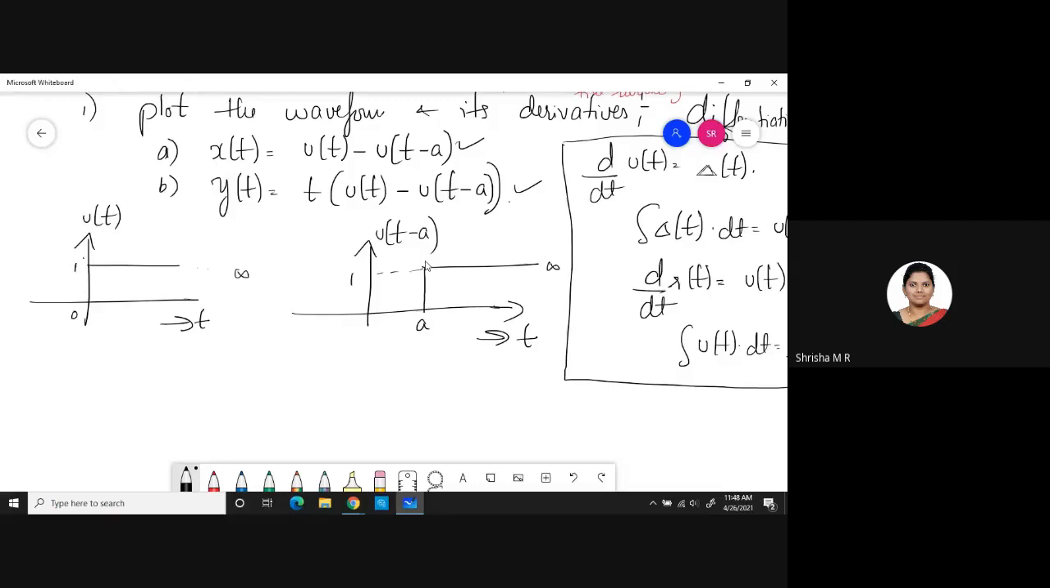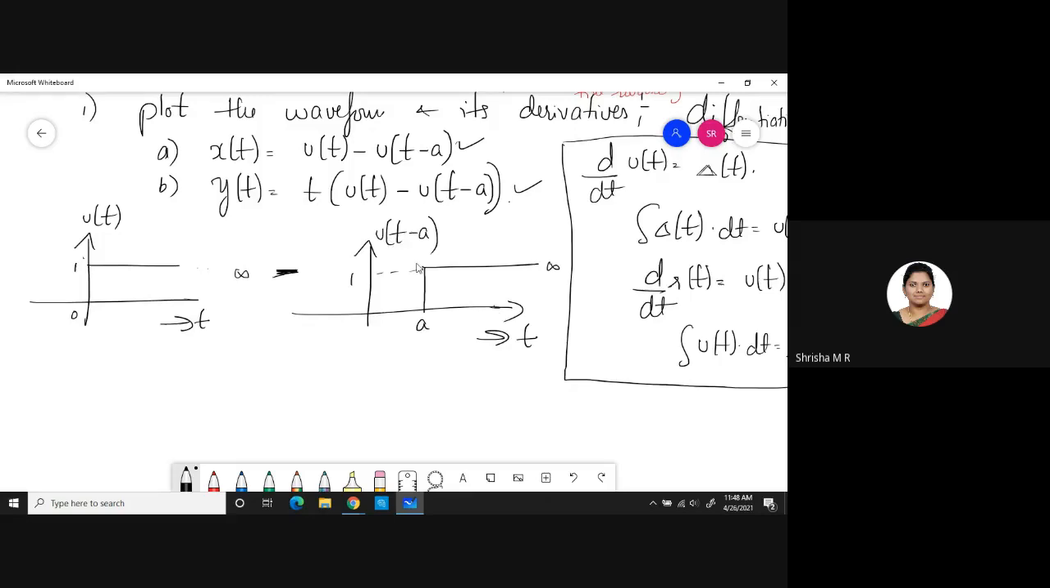Got it? Assume if A is 4, the signal will start from 4. Correct? U of t minus 4 means the signal will start from 4. If it is 6, the signal will start from 6. We don't know what that constant is. They have just told us it is A, so we'll assume it as A. A is some constant and we'll plot it with respect to that. Clear everyone? U of t minus A.